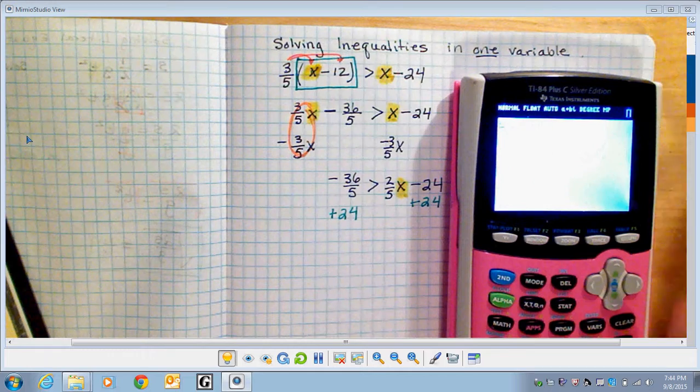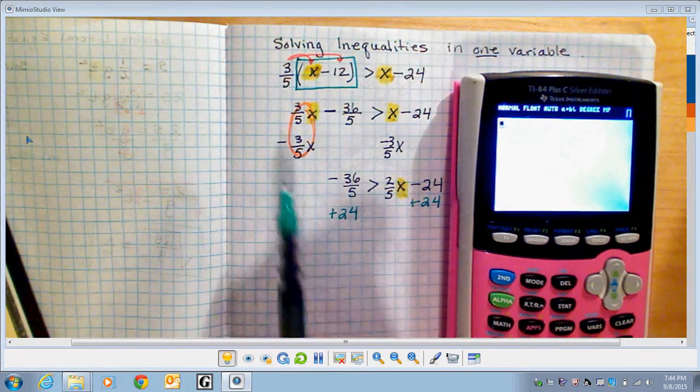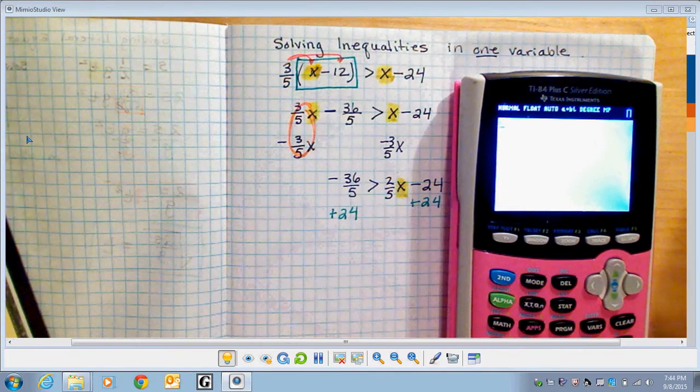You'll see that I have a fraction here. So I want to use that. So notice how it puts a numerator and denominator. So this negative sign, it doesn't matter if it's in the numerator or the denominator, but traditionally we put it in the numerator. So I'm going to say negative 36 divided by 5. So that's our fraction. And I'm going to add 24.